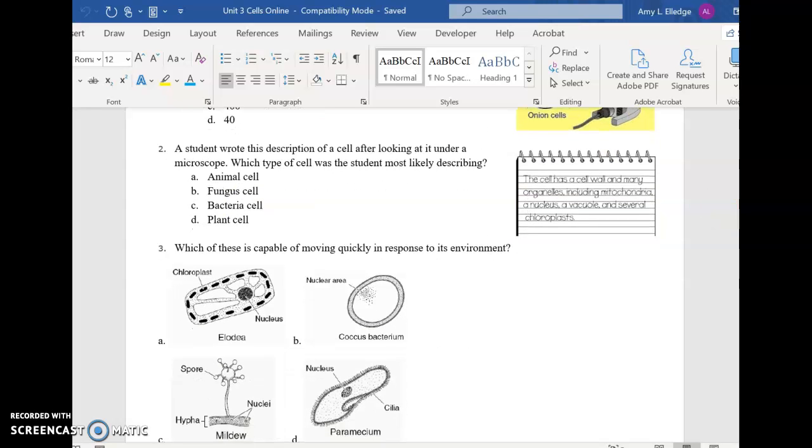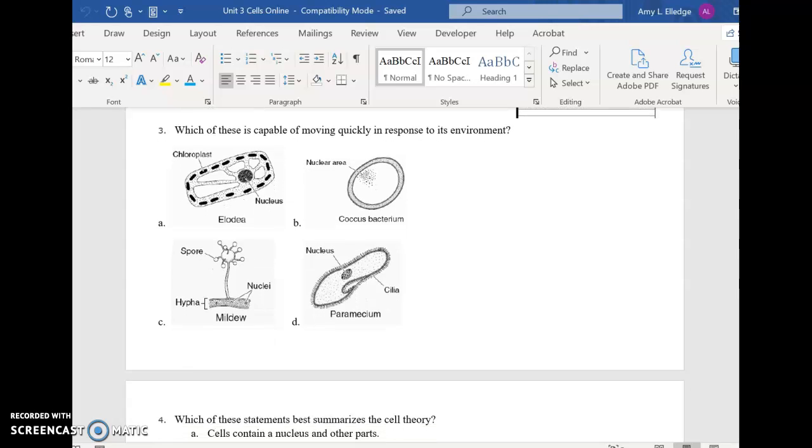A student wrote this description of a cell after looking at it under a microscope. So the cell has a cell wall. So right away, you should know that it is not an animal cell because we don't have cell walls. It has many organelles. Oh, well, bacteria do not have many organelles, right? No nucleus, no membrane-bound organelles. So now you're down to, is it a fungus or a plant cell? Including mitochondria, a nucleus, a vacuole, and several chloroplasts. So hopefully you know chloroplasts are green, which would give you a clue that this should be D, a plant cell.